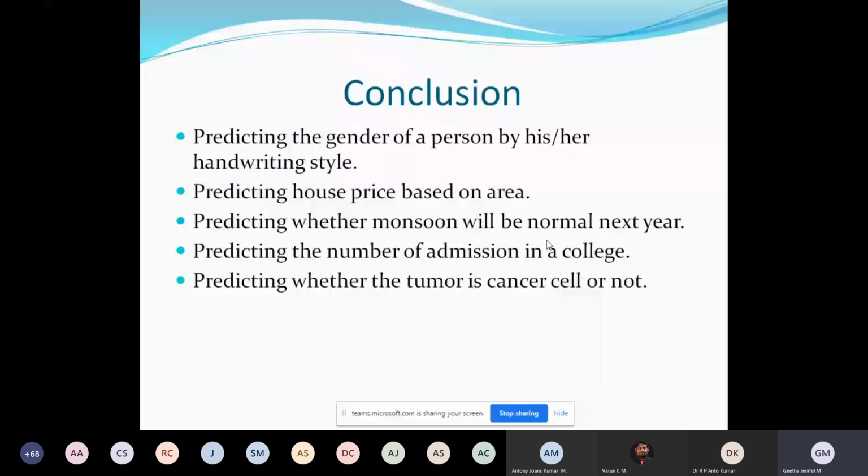So this classification and regression is very much useful in your research and also in student projects. So these are some references.